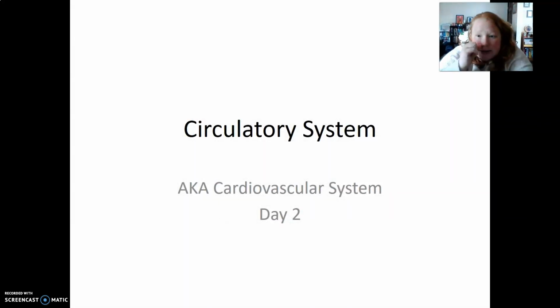So this says circulatory system. You can also call it cardiovascular system. It's actually day one. I'm not sure why this says day two. I must have gotten carried away. This is day one cardiovascular stuff.